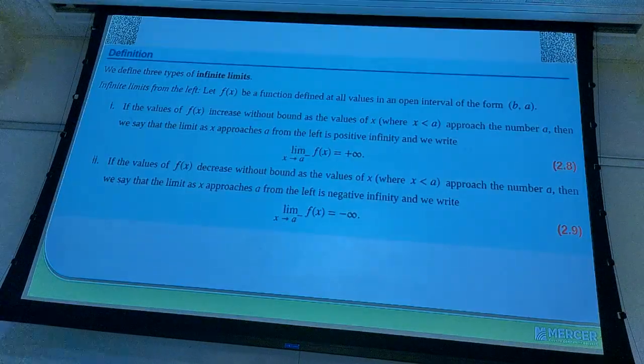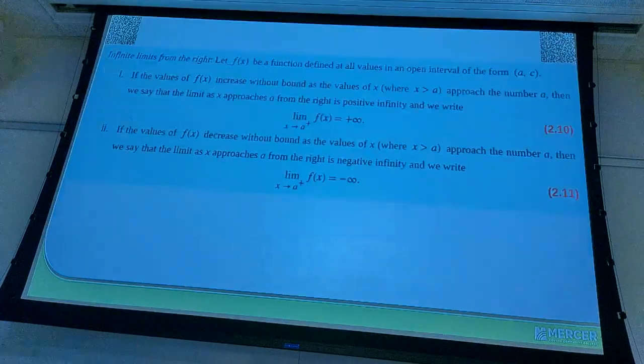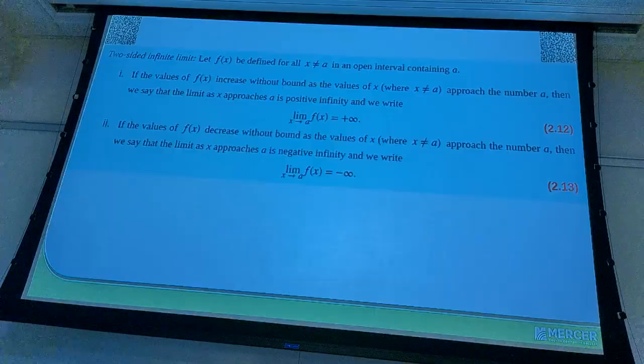So technically speaking, this does mean the limit does not exist. We're just being more specific and saying why it doesn't exist. It's because it's either increasing or decreasing in value. This one is for the left-hand side, this is for the right-hand side. And obviously, if both the left and the right either increase without bound or decrease without bound, then we'd say the overall limit is either positive infinity or negative infinity.